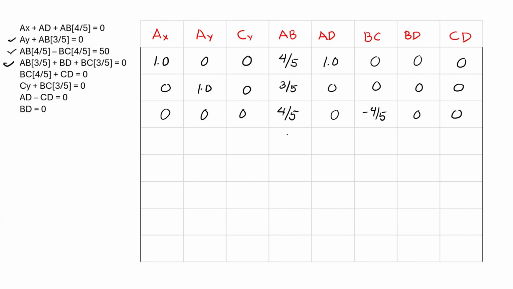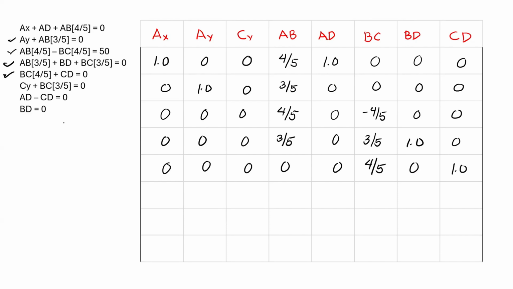Next, fourth equation, for AB, that is 3 over 5. BD is 1. And then for BC is 3 over 5. And of course, the rest are zeros. Okay, next, fifth equation, BC is 4 over 5. Then CD is 1.0. And the rest are all zeros. Next, sixth equation, CY, 1. BC is 3 over 5. 0, 0, 0, 0. Okay, then seventh equation, we have AD, 1.0. CD is negative 1.0. Then all are zeros. Then lastly, for BD, 1.0.